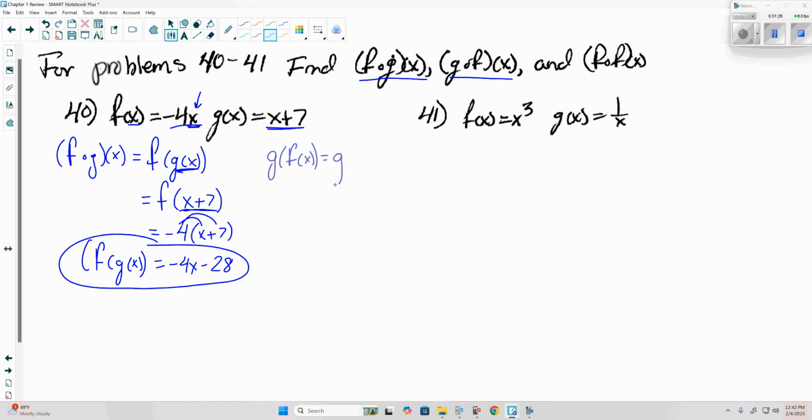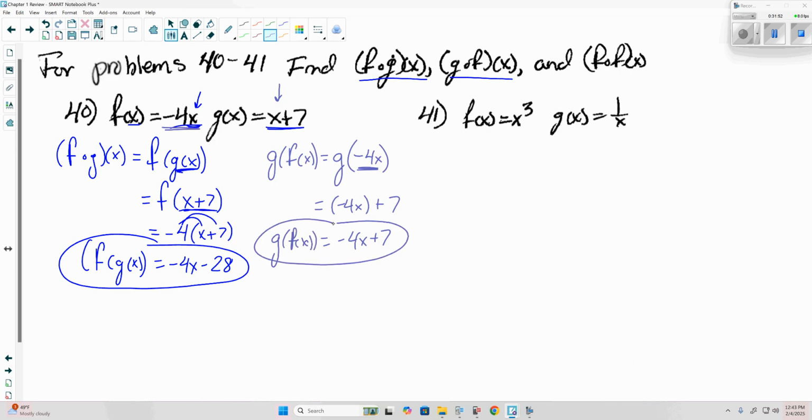g of f of x. Now f of x was negative 4x, because since it's just f of x, we can replace it with its function. At this point, I need to plug negative 4x into every x in g of x. Nothing's in front of our x, so we can just drop the parentheses and we have this here. Questions on this here?